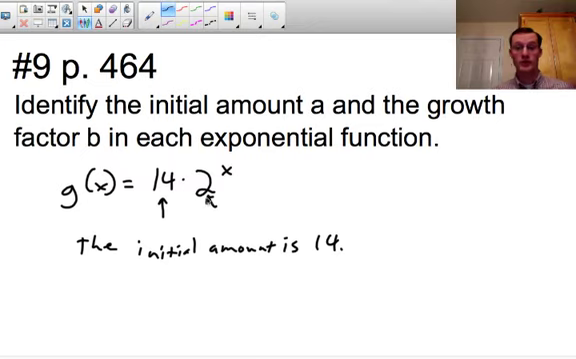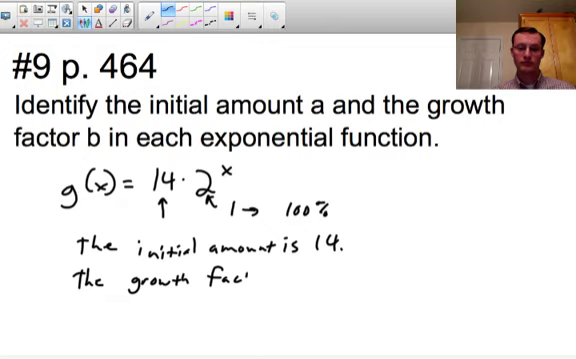And how much bigger than 1 is it? Well, it's 1. 2 minus 1 is 1. 1 as a percentage is 100%. So your rate of increase is 100%, but the growth factor is 2. So the growth factor is 2. If they had asked for the rate of increase, it would be 100%, because that's how much bigger. It's 1 bigger than 1. 1 plus 1, 2. And so that would be a rate of 100%.